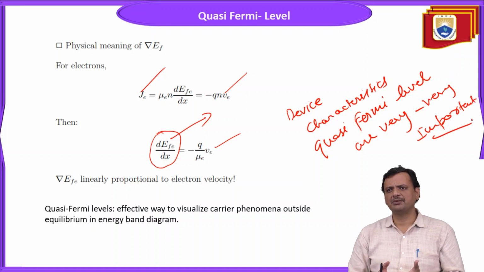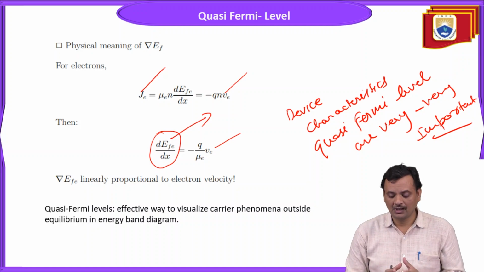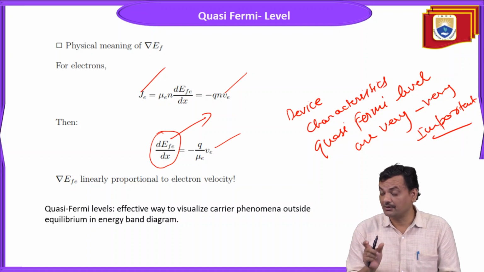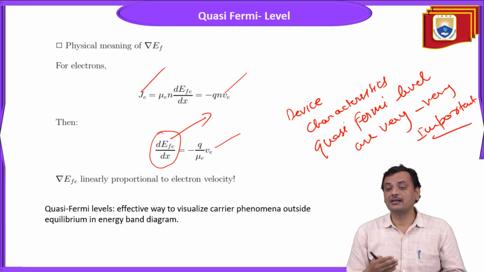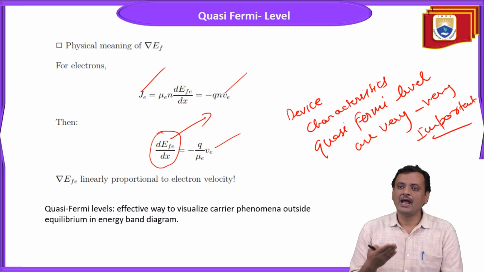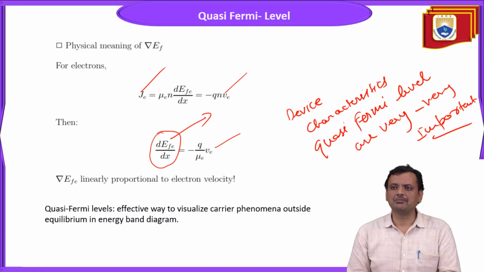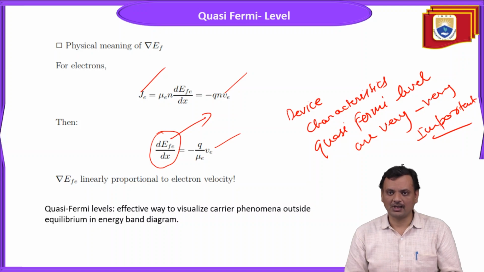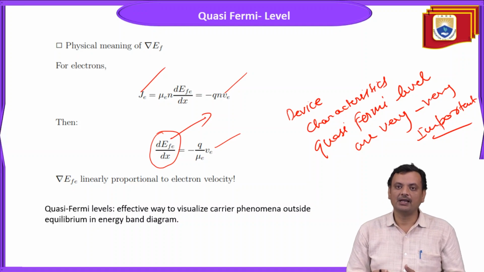So what is a quasi Fermi level? Two types of Fermi energy levels will exist once a pumping energy source is available for any semiconductor device. Under such circumstances, your available carrier concentration will maintain a kind of equilibrium, and such equilibrium is known as quasi-equilibrium. In such equilibrium, two types of Fermi levels will exist, and these Fermi levels will be very, very important for device characteristics in optoelectronic applications. So you can conclude that the quasi Fermi level is an effective way to visualize carrier phenomena outside the thermal equilibrium condition in the energy band diagram.